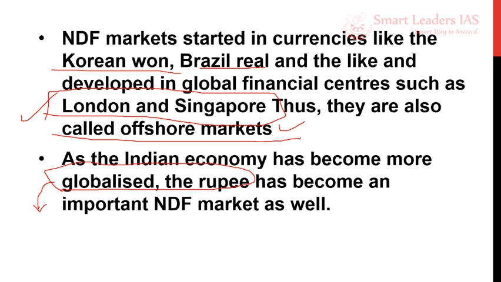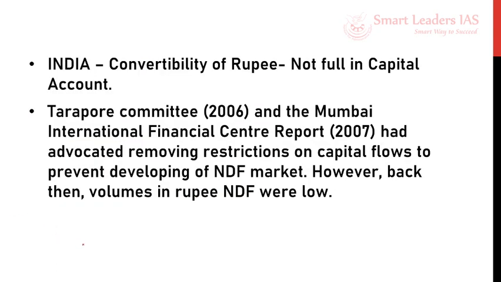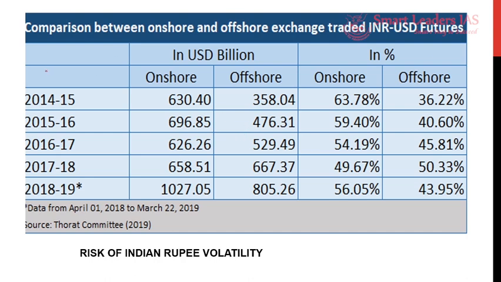So what is the volume of the trade? A rupee derivative based in India is called an onshore derivative. A rupee derivative based outside India is called an offshore derivative. Why is it a concern? See the chart and you can understand the concern. In 2014-15, compare how much is offshore and how much is onshore. Nearly 63% of all rupee derivatives were onshore. Slowly this decreases, and as the offshore share increases, in 2018, for the first time, the volume of rupee derivatives was much higher outside India than in India.